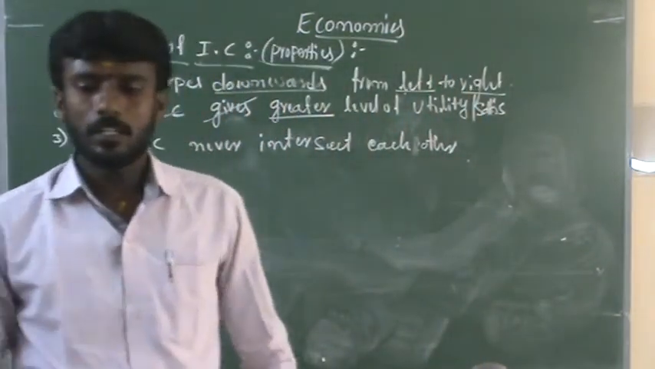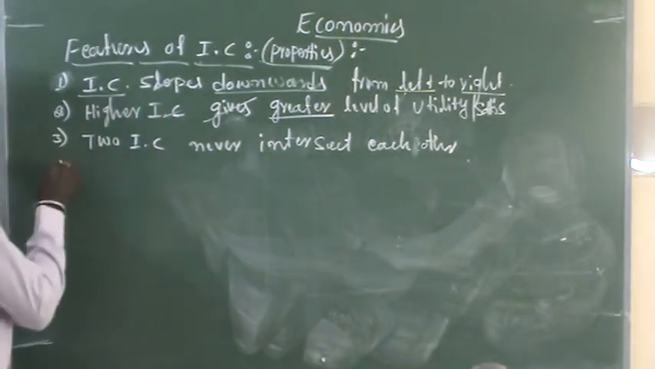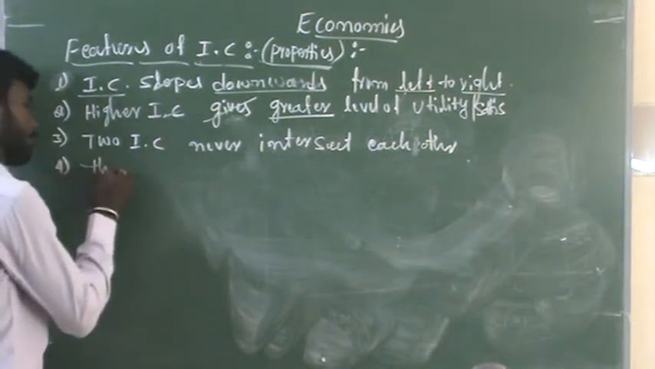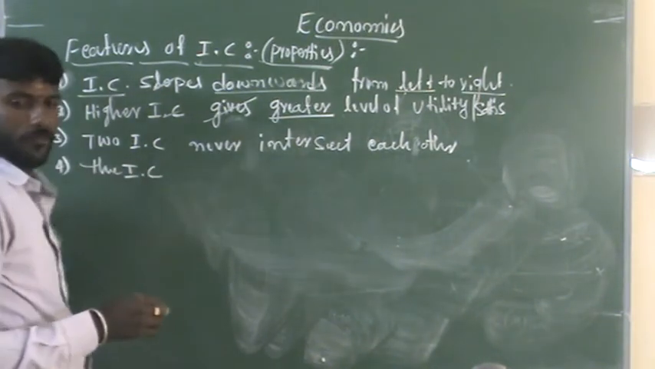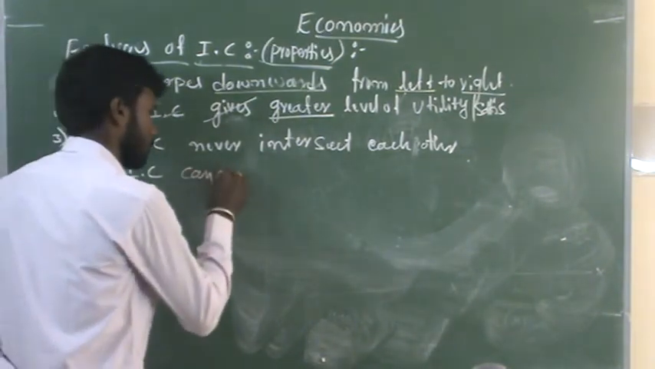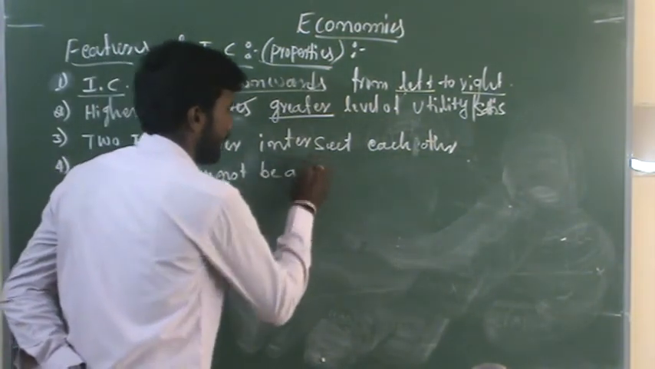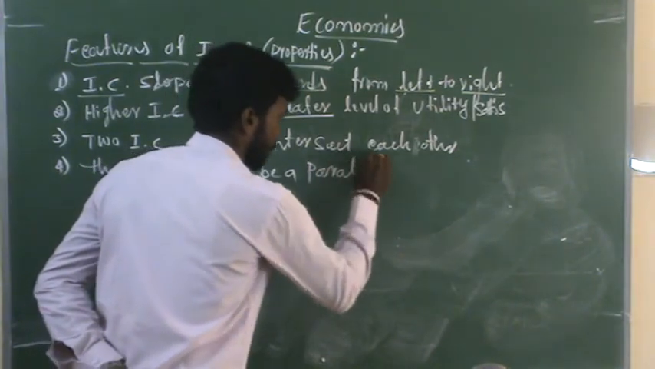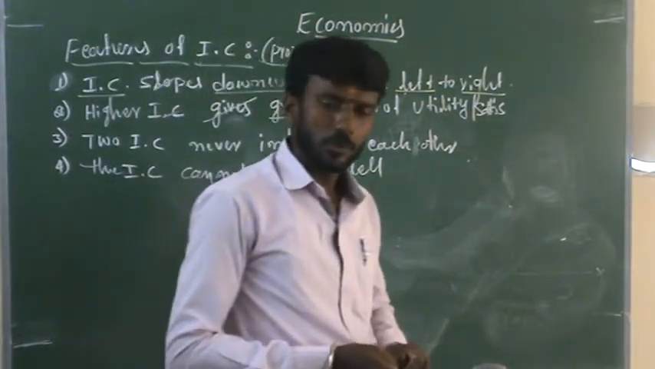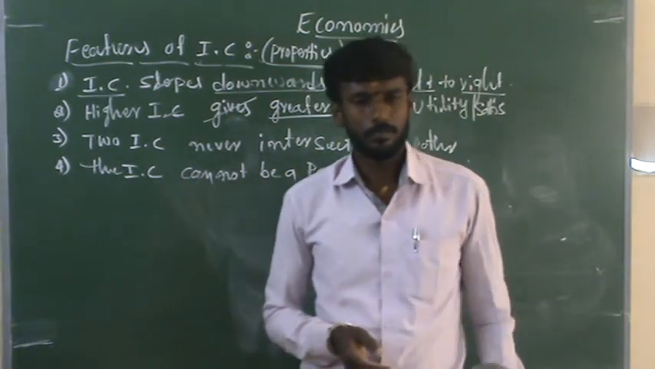The fourth important feature or property of the indifference curve is that the indifference curve cannot be parallel.